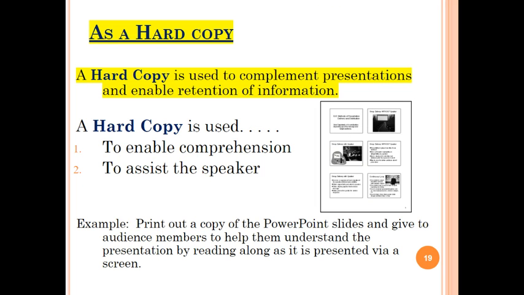And then finally, as a hard copy is typically used to complement presentations and enable retention of information. So it does help the audience comprehend better what you are saying if you are giving a lot of information. This is a good way to help assist the speaker to have actual printed hard copies for your target audience to review, make notes, etc.